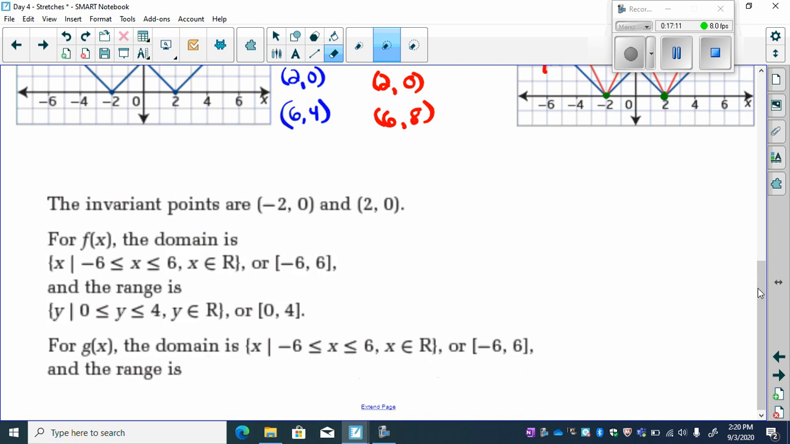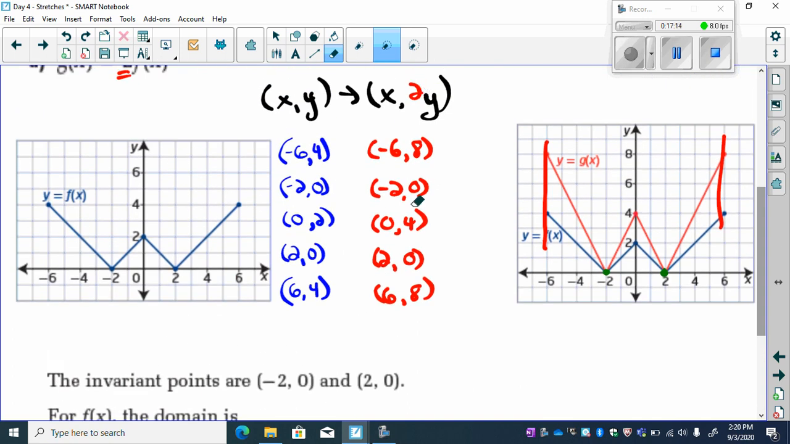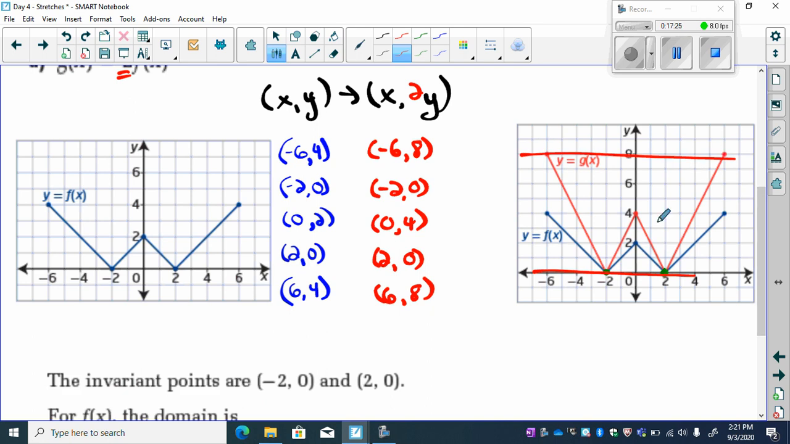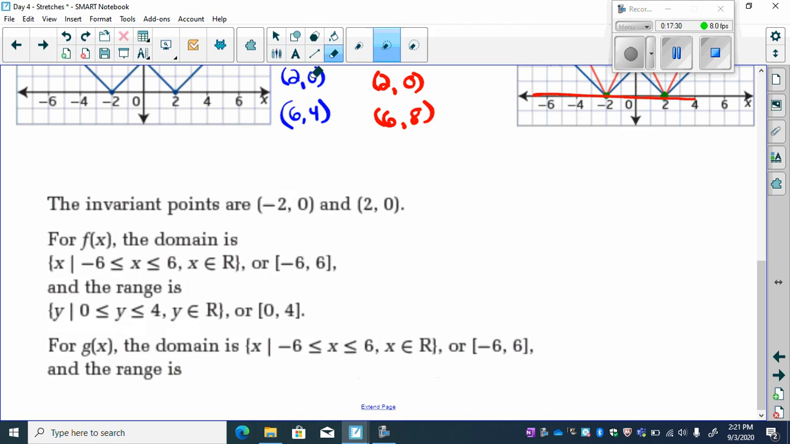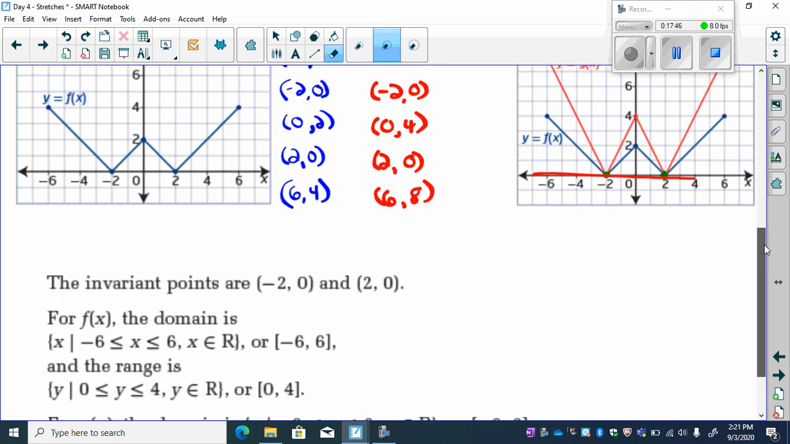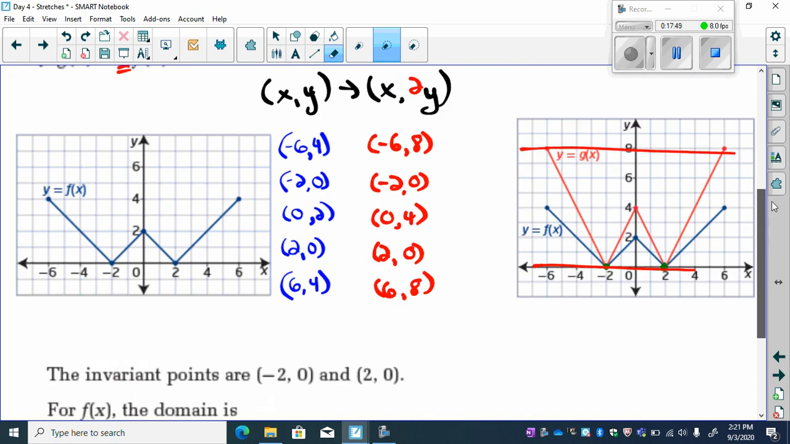The range is going to change. How do I know the range is going to change? Because I doubled the y values. So how should the range change? It was 0 to 4. If I double it, it's going to go from 0 to 8. Okay, I doubled the y values. I doubled the range. So the range will read y such that y is greater than or equal to 0. So that's how you read that. Y is greater than or equal to 0, but y is less than or equal to 8. Y belongs to the real numbers. Okay? Or from 0 to 8. So that is an example of vertical stretch.